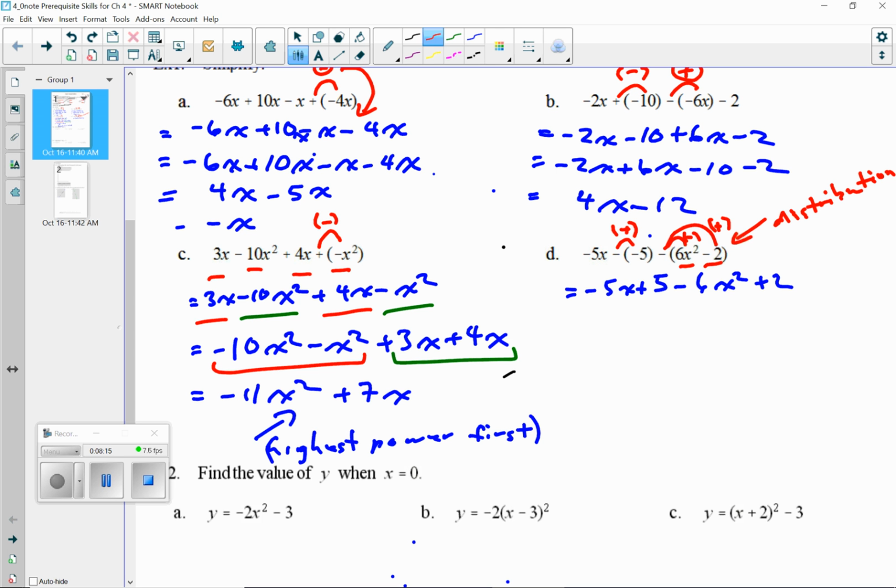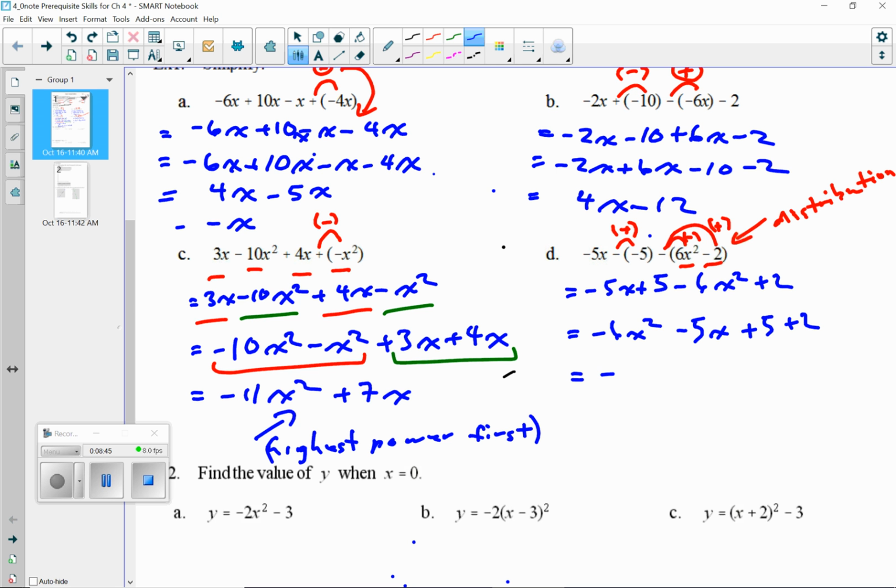So now, let's put our highest power first. Our highest power of information needs to go first. So I look at this entire list of terms and it's minus 6x squared. There's no more 6x squared. So now we look for our next highest power of term, which ends up being the minus 5x. And then we put our numbers at the end. Plus 5, plus 2.